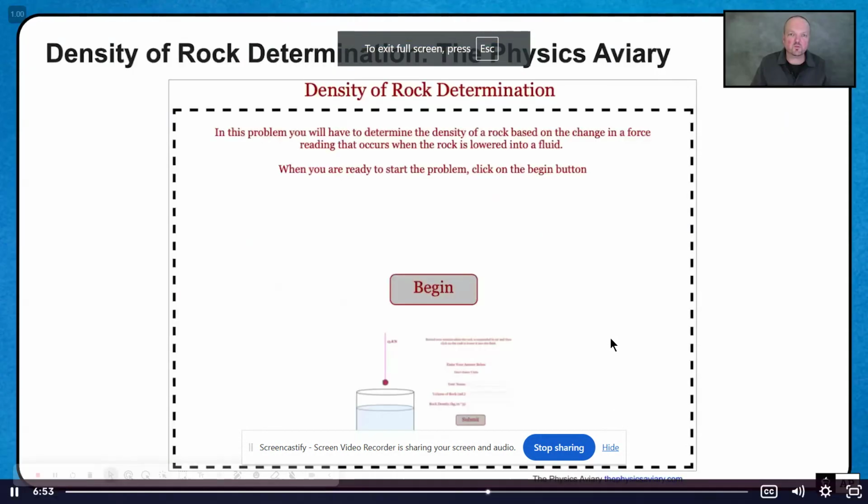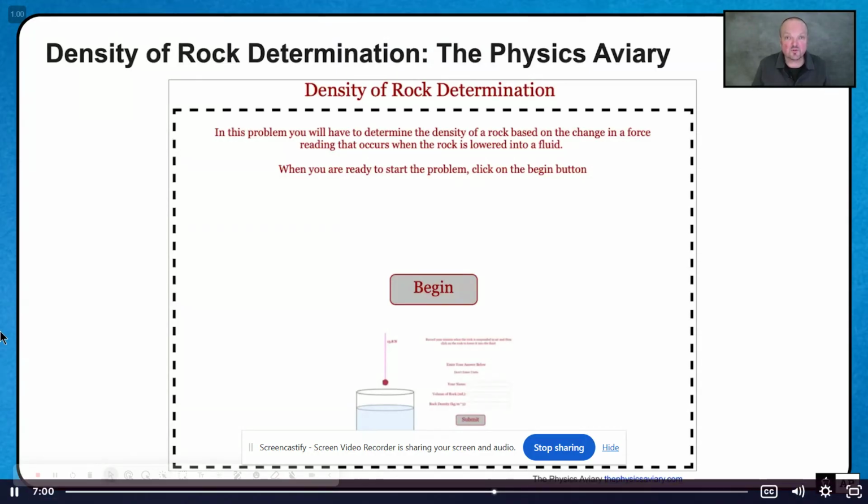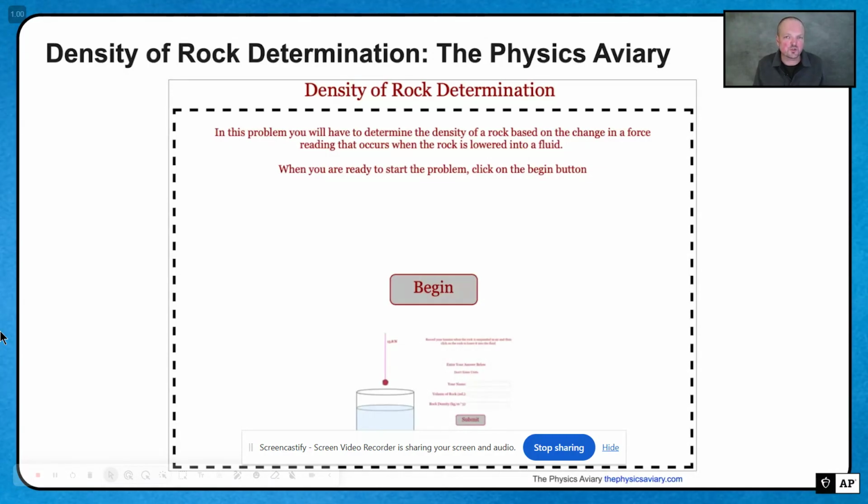I really like this website for practicing using equations. So we're going to use the buoyant force equation. This website's called the Physics Aviary, and the specific simulation that we're going to use is called density of rock determination.